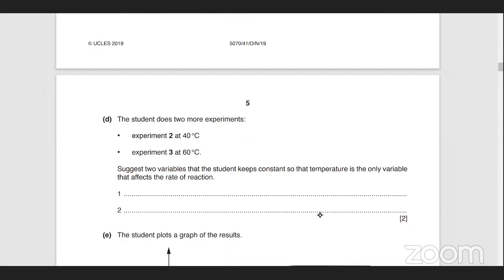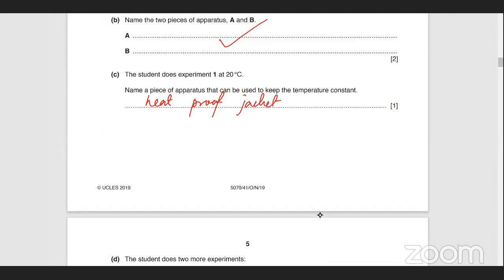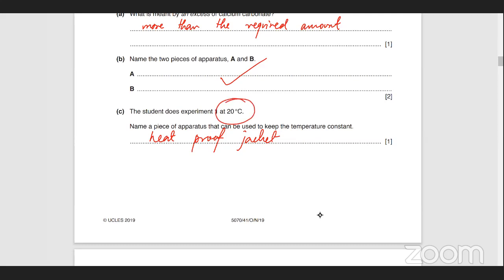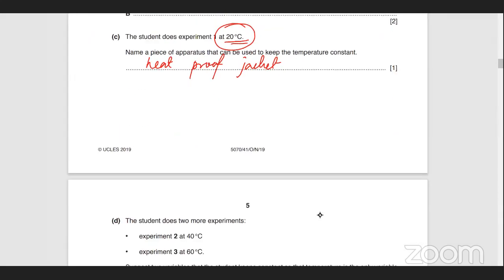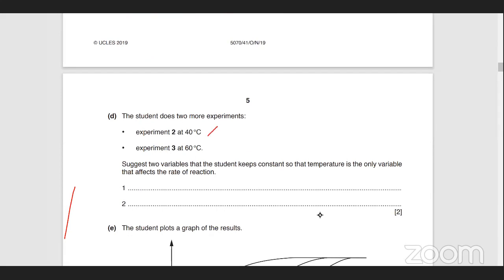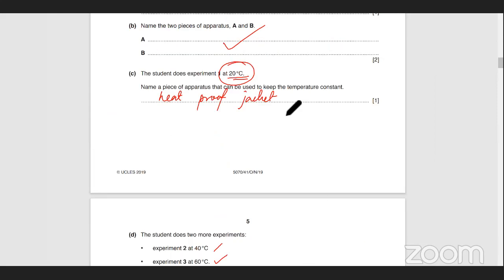Then the student does two more experiments. Experiment 2 at 40 degrees centigrade, experiment 3 at 60 degrees centigrade. Suggest two variables that the student keeps constant so that temperature is the only variable that affects the rate of the reaction. As a water bath is possible, you get this question over here. You get 20 degrees centigrade. Water bath जो है ना, water bath heating के लिए use होता है usually, which you're going to use in this case because you have to take the temperature at 40 as well as 60. Question जो था ना वो actually था कि now you would have to consult the mark scheme.